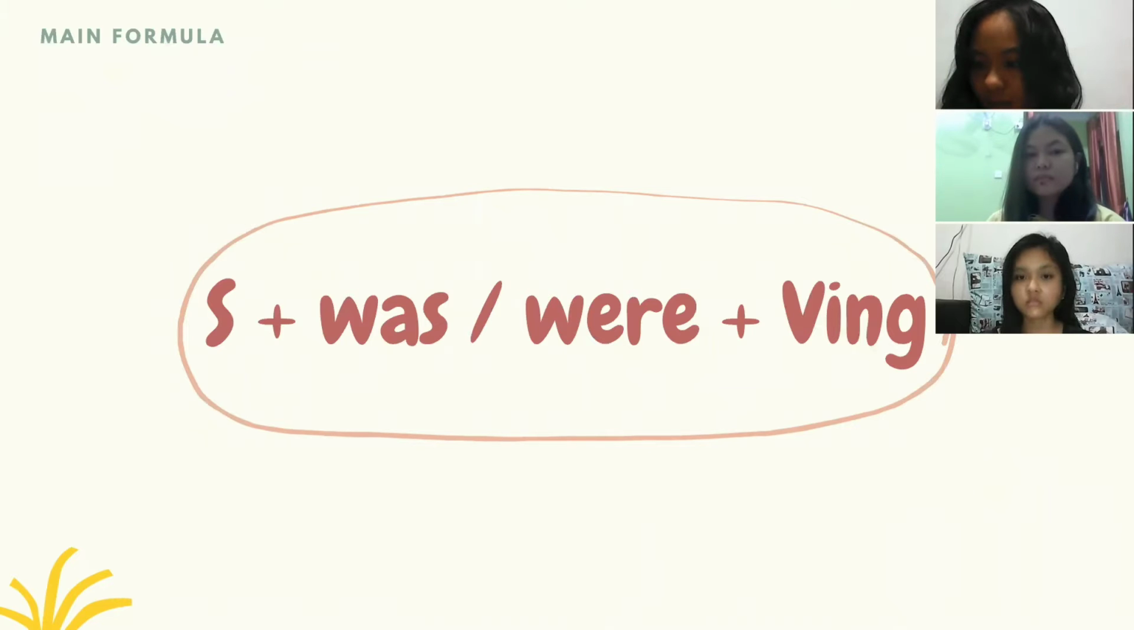Those activities began in the past and were still going on. The formula of this tense is subject plus was/were plus verb-ing. Was/were is the form of to be that is used in past tenses. As we already know, to be that is used in present is is, am, are. Was/were is the past form of that.